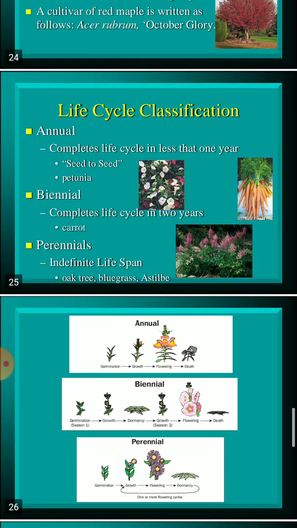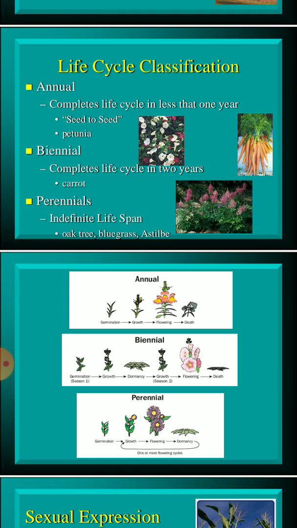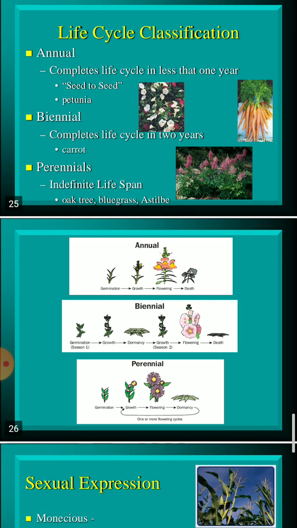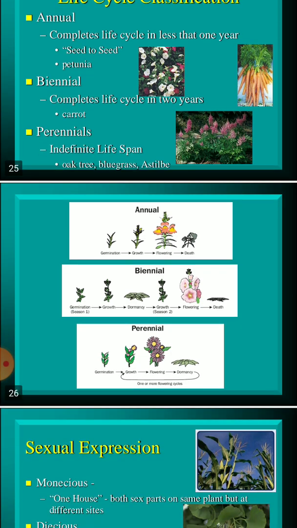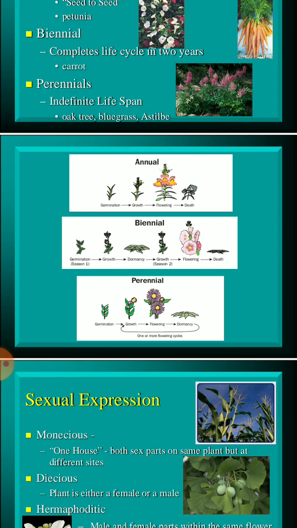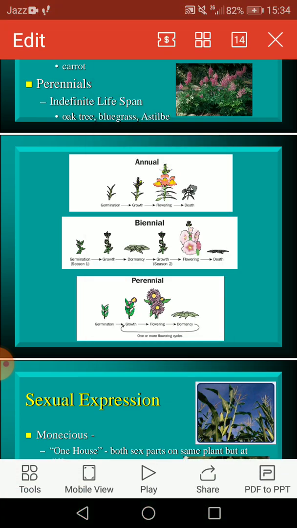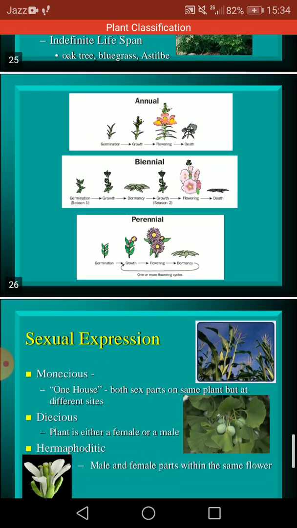Okay, life cycle classification. Three patterns: annuals, biennials, and perennials. Annuals complete their life cycle in less than 1 year, seed to seed, like petunia. Biennials complete their life cycle in 2 years, like carrots. Perennials have an indefinite lifespan, like oak tree and bluegrass. Annual, biennial and perennial plants' life cycles are shown in the diagram.